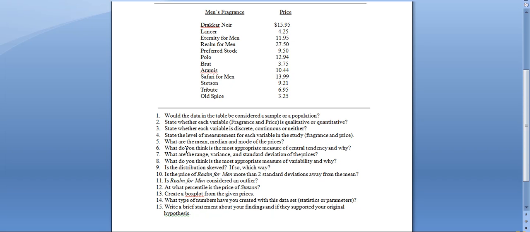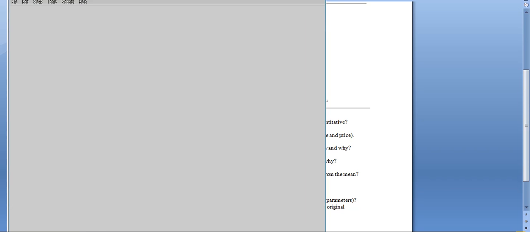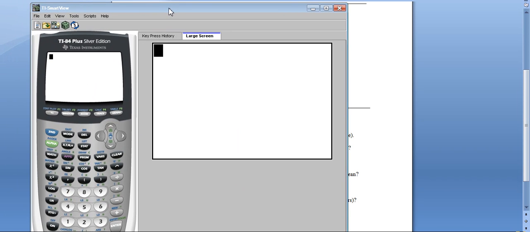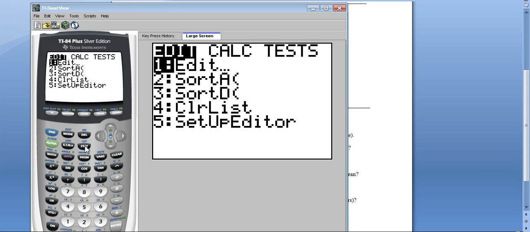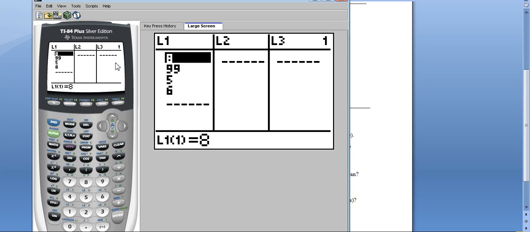Now for number 5, it says, what are the mean, median, and mode? So you actually have to take these data values and put them into your calculator. When you go into your calculator, you're going to hit stat, and edit. Then you get to enter, and you can see the lists L1, L2, L3. Now I'm going to clear this list. I'm going to highlight the L1, hit clear, enter, and now I've got a clean slate. I can type those numbers in.